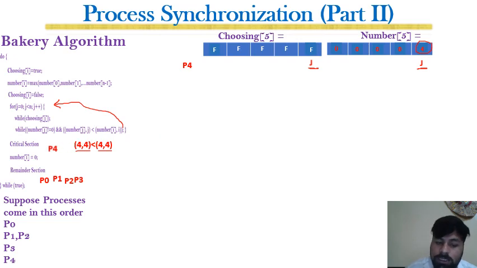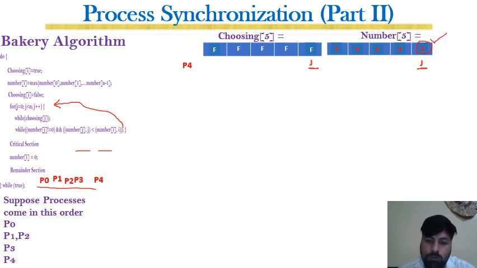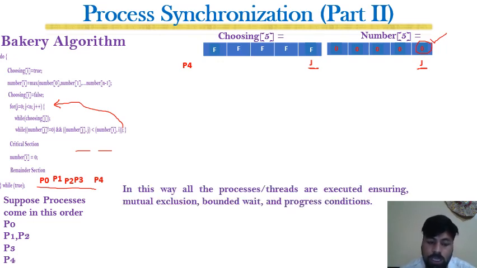And now P4 enters the critical section, and eventually when it exits, P4 finally exits the critical section and sets the value at number 4 to 0. And you can see over here that the final sequence generated by the Bakery algorithm is P0, P1, P2, P3 and P4. So 5 processes have been managed in this way. You can also run it on multiple processes, but this is how the Bakery algorithm actually works.